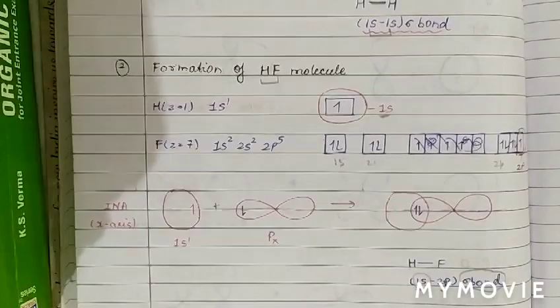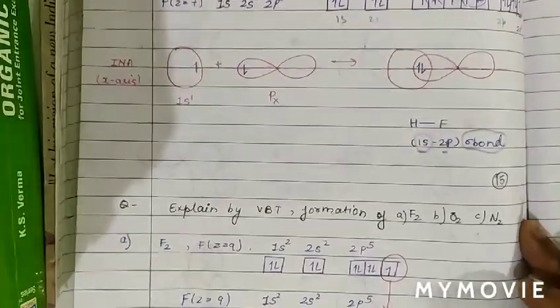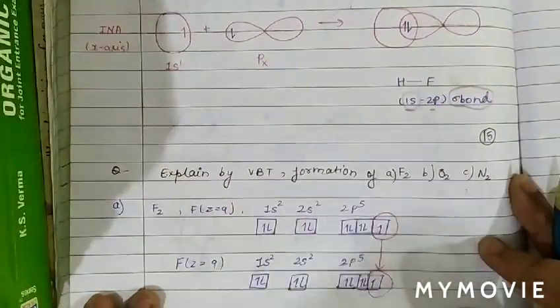Now we will discuss the formation of other molecules: F2, O2 and N2. See, why VBT?